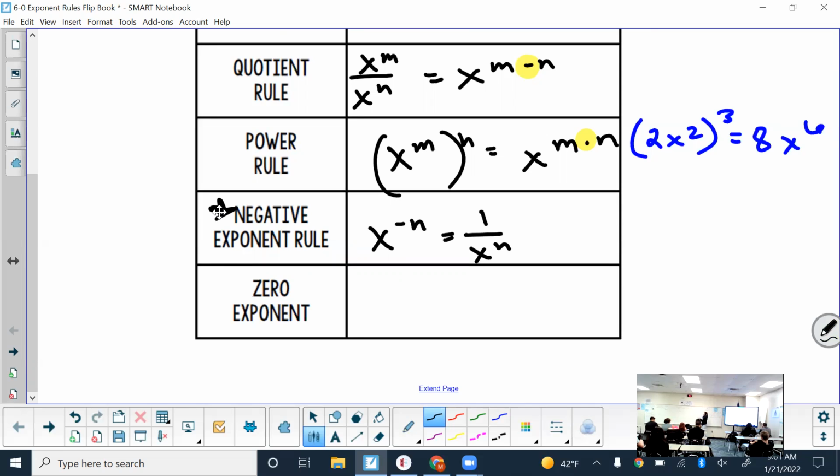All right, and the last one, the 0 exponent rule. Anything to the 0 power always equals 1. And I'm not saying x to the 1 or anything like that. Just the number 1. Questions?